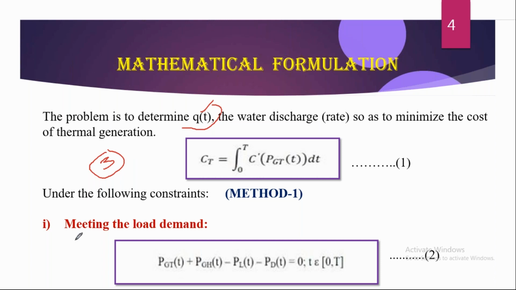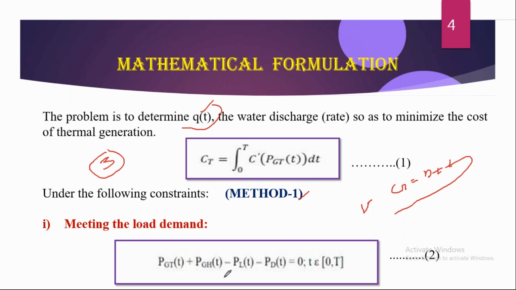Now let me see what the three equations are that we are going to formulate for scheduling. So this is method one. It has two methods. You can use any method, whichever is convenient. The first one is meeting the load demand. How is it possible? When the generation equals demand plus losses. When it obeys this equation, then it meets the load demand.